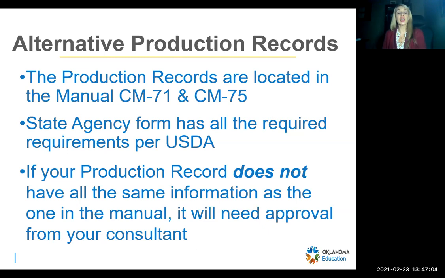Again, we have our production records on CM 71 and CN 75. That's our state agency form, and it has all the requirements that are needed per USDA. If your production record does not have all the same information as the one in our manual, then you need to get approval from your consultant to use that form. If you're just not sure, just ask your consultant, get a copy of it and send it to him and say, hey, this is what we're using as our production record. Is this okay? If you use NutriKids, yes, it is.